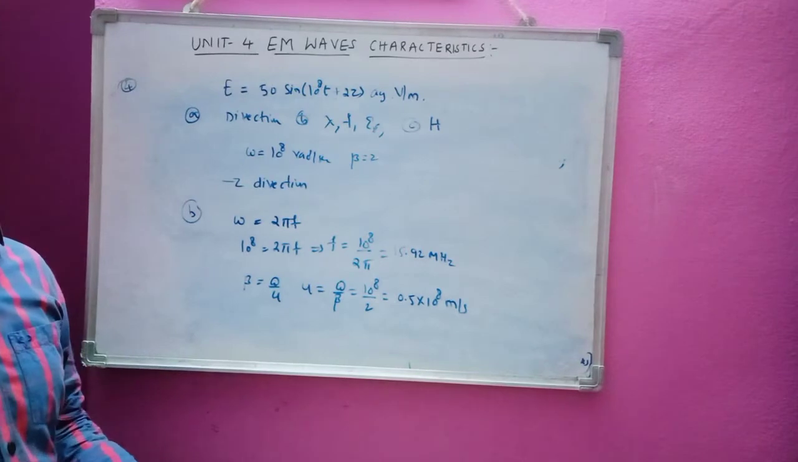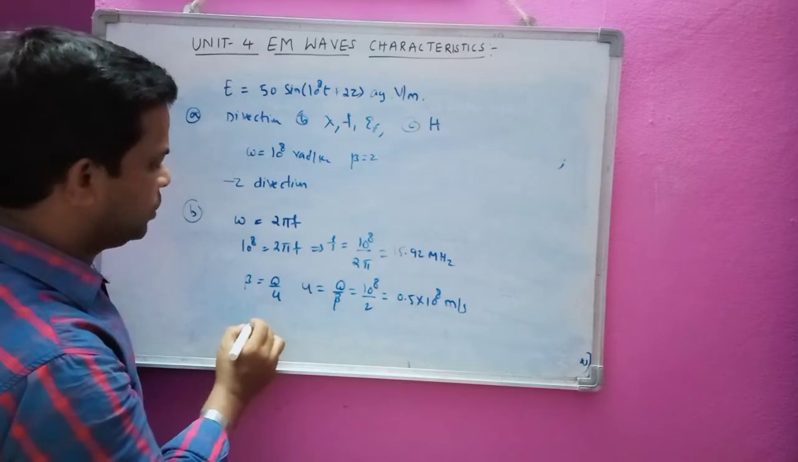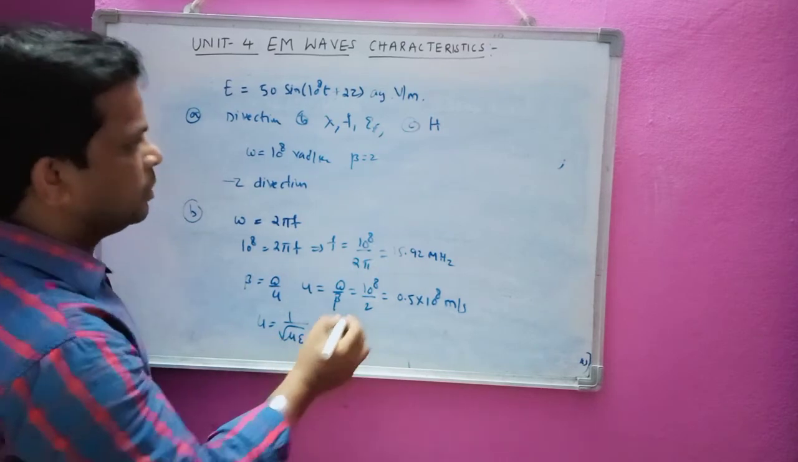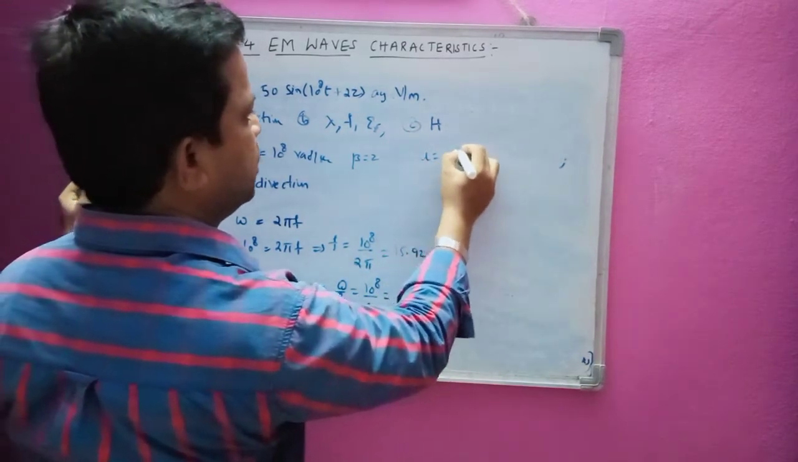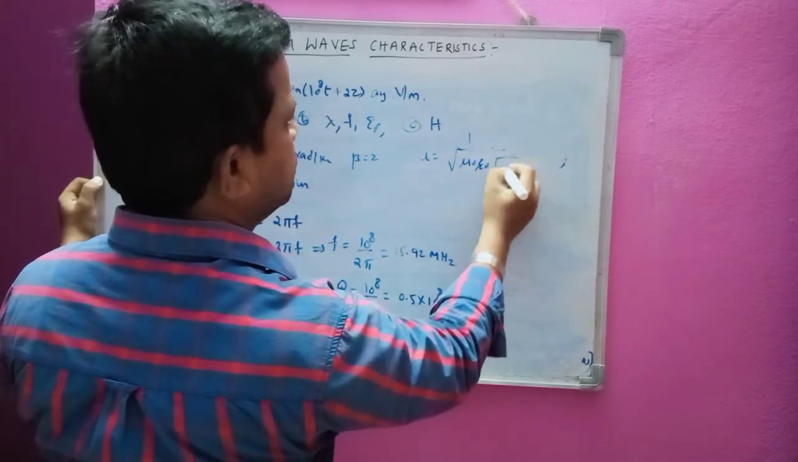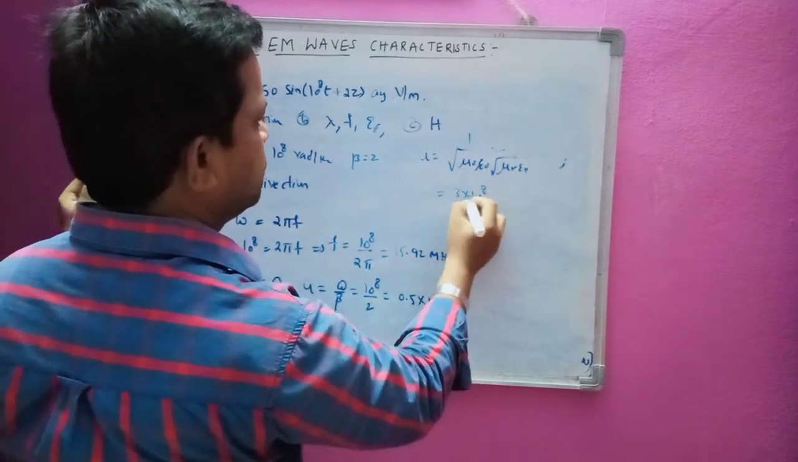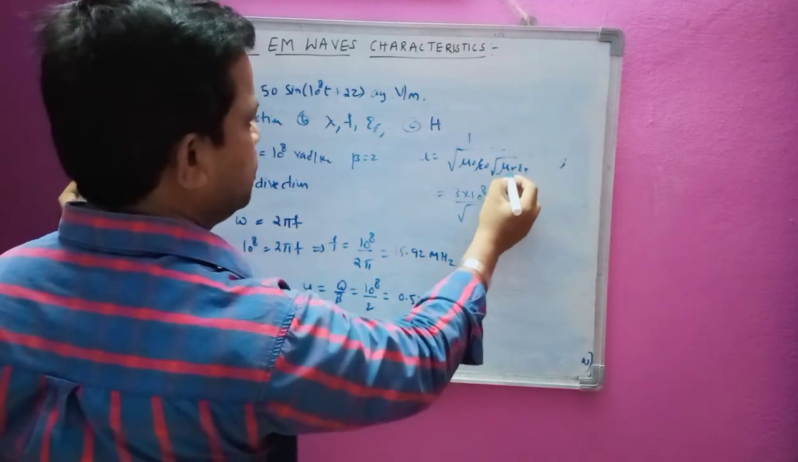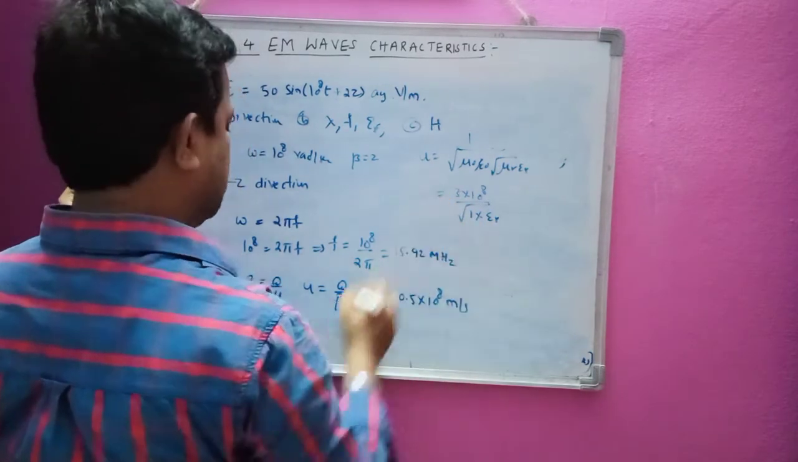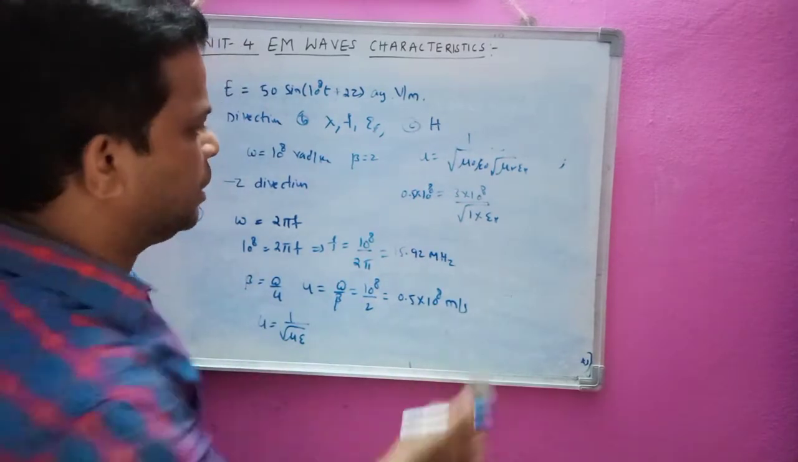Next, from this velocity we have to calculate the value of epsilon r. We know that velocity is equal to 1 by square root of mu into epsilon, that is 1 by square root of mu naught epsilon naught times mu r epsilon r. We know that 1 by square root of mu naught epsilon naught is 3 into 10 to the power of 8 meters per second, and mu r is 1 because he has given a non-magnetic medium, and epsilon r we have to find. u is 0.5 into 10 to the power of 8. So from this we can calculate the value of epsilon r.